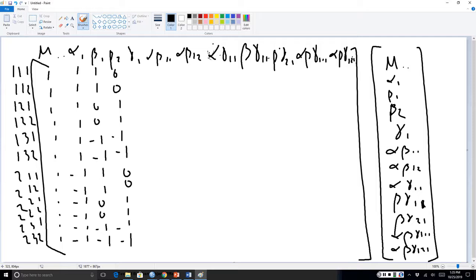Gamma 1, that's for C. So we have alternating 1, negative 1, repeated down all 12 rows. Kind of weird. Okay.